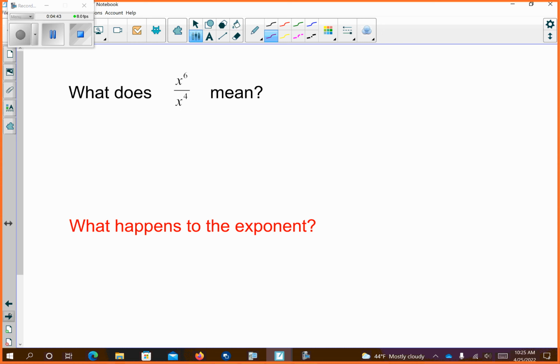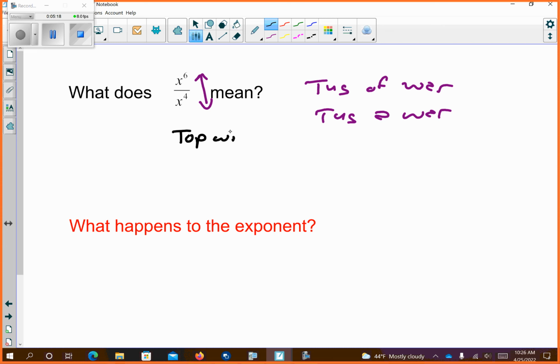All right, so let's take a look at this. I have x to the 6th on top. I have x to the 4th on bottom. So we're going to do tug of war between top and bottom. Does that make sense? So if we were pulling between the top and the bottom, who would win and why, would you think? Top or bottom? Top. Top wins. By how many? 2. So x to the 6th over x to the 4th is just x squared.